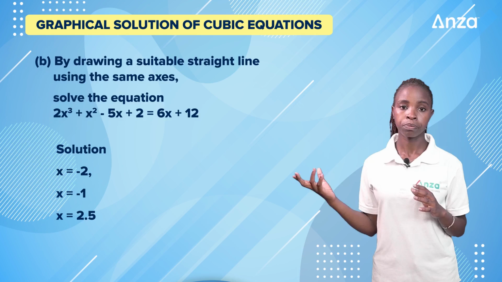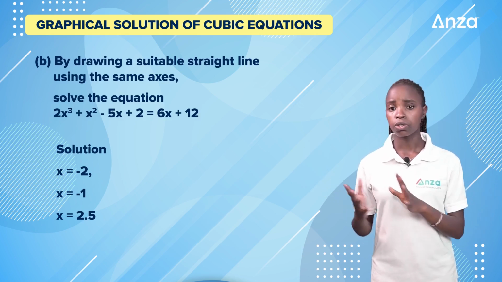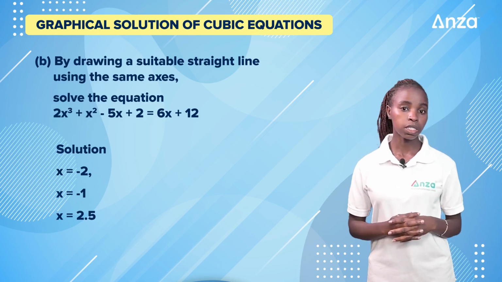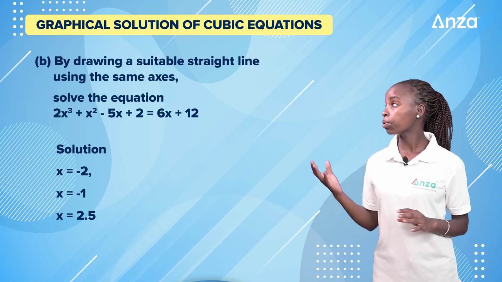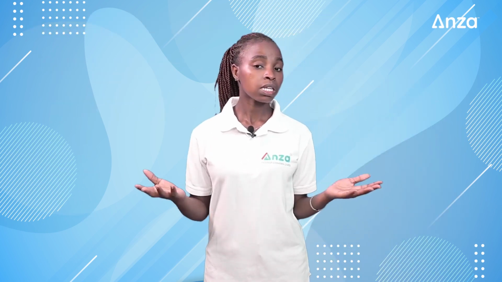Basically, we have used tables of values and drawn graphs of cubic equations, as well as interpreted information from these graphs. In our next lesson, we will use graphs to determine the average rate of change.